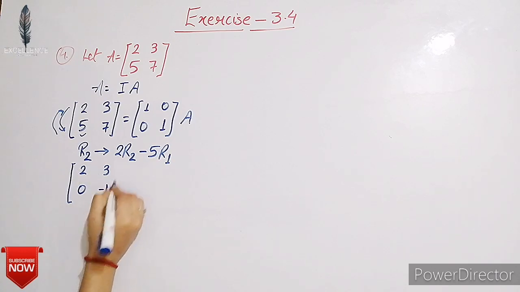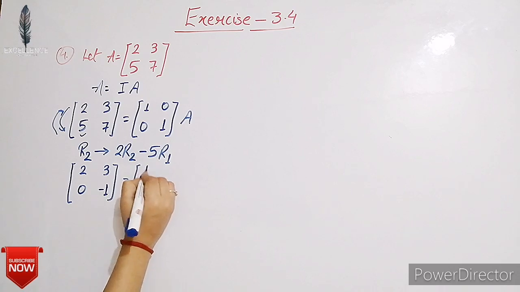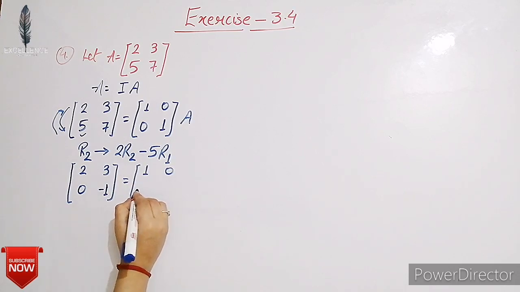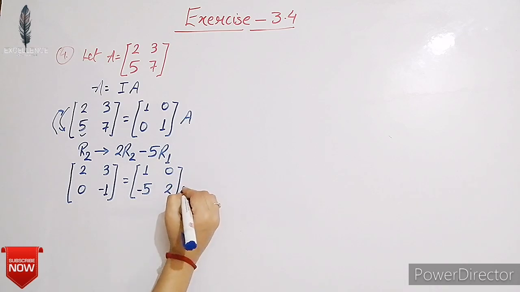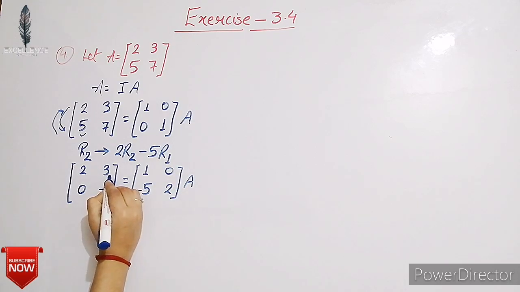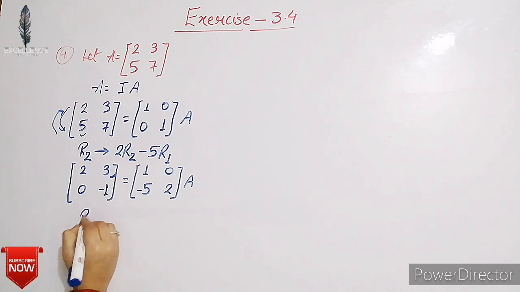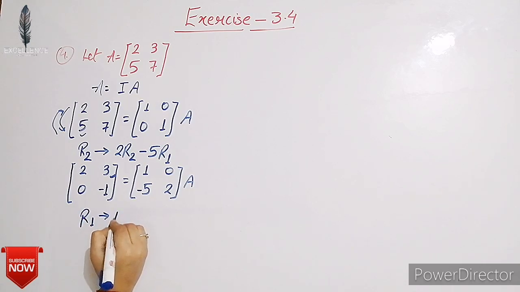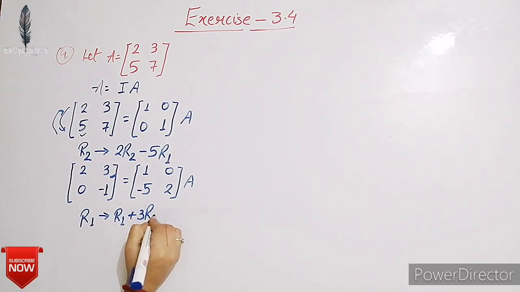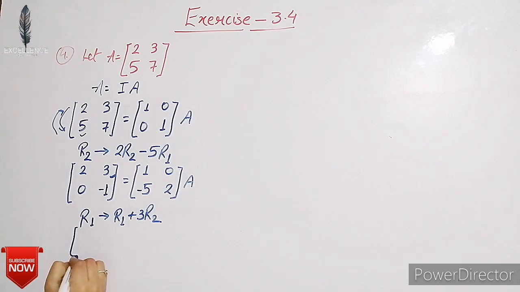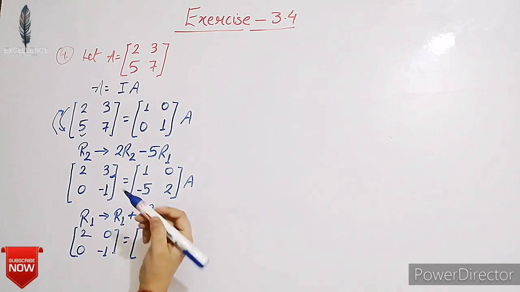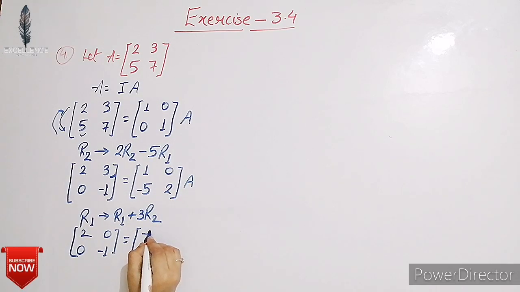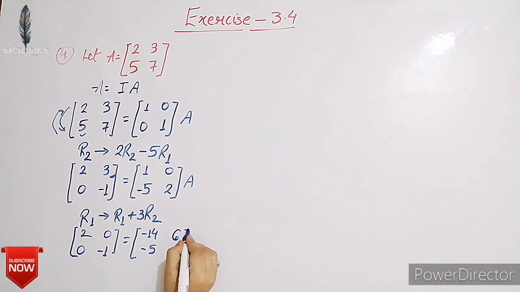Okay, and here 14 minus 15, that is -1. Same here 1 0, and R2 changes to -5 and 2 into A. Now 3 को 0 करने के लिए -1 से चेंज लगाएंगे, then R1 changes to R1 plus 3R2. On applying this change, we have R2 is same 0 -1, and R1 becomes 2 0 is equal to here R2 is same -5 2, and R1 becomes -14 and 6 into A.